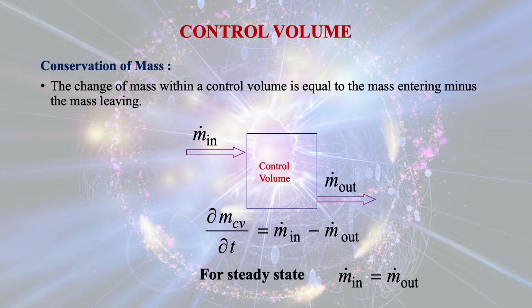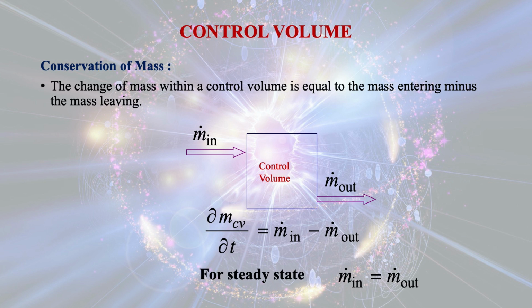Let us discuss a control volume. The control volume is also known as an open system. Here you see we have considered a control volume, and m dot in is the rate of mass entering the control volume, and m dot out is the rate of mass leaving the control volume. Let us see what expression we get for the rate of accumulation of mass.